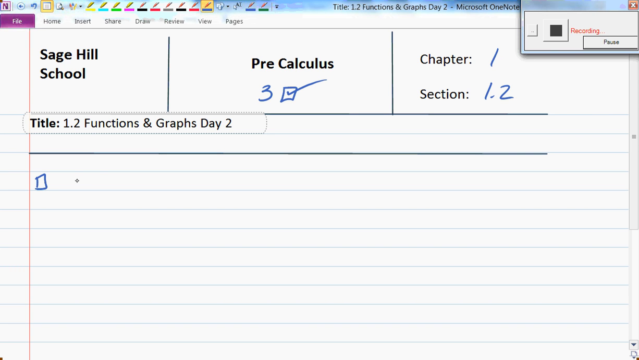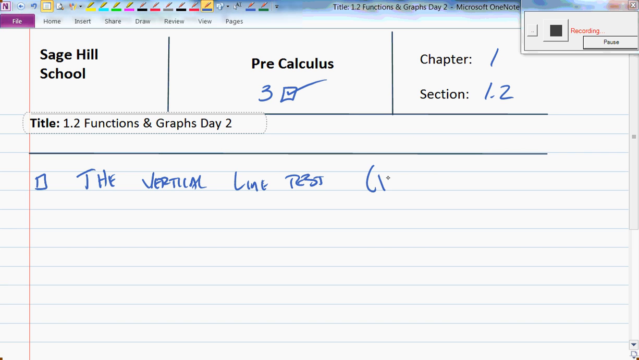Okay, let's talk about, first idea is this thing called the vertical line test. Or we'll call this the VLT. Some people call those veggies, lettuce, and tomato, but we're going to note it as the vertical line test. Have you heard of this thing before? Okay, where have you heard it? In algebra? Algebra 2? Right, okay.